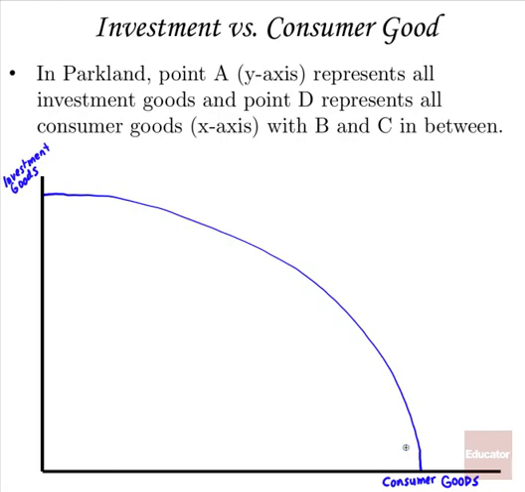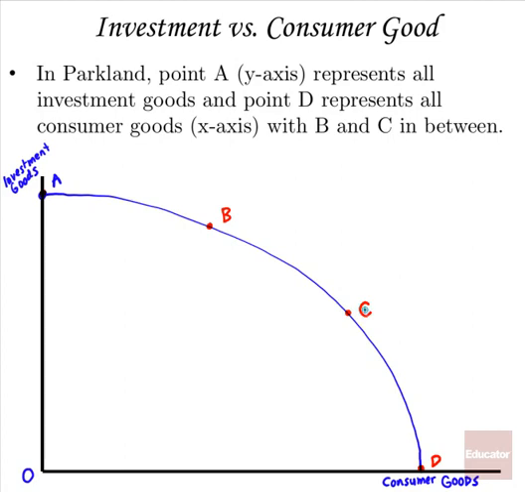Now, there are a couple of possibilities here, so let's draw the points as I've listed them, and I'll explain what's meant by this. This would be point A. If investment goods were the only thing produced in the economy, that would be point A. Point D represents only consumer goods. So let's say people don't invest at all, they just purchase consumer goods. And B and C would be somewhere in between.